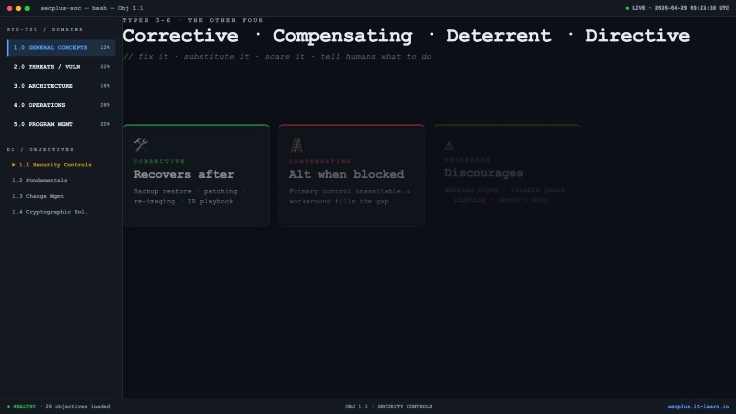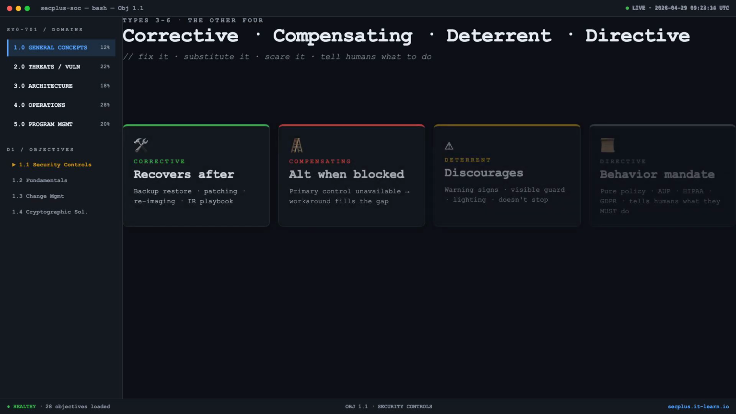Compensating controls, and this is a favorite exam trap, are alternate controls used when the primary one cannot be implemented. The hospital with the legacy MRI machine that runs Windows XP and cannot be patched. They cannot do the right thing, patching, so they compensate. Network segmentation around it, enhanced monitoring, restricted ports. None of those are as good as patching, but together they fill the gap. If the question contains the phrase cannot be patched, legacy system, or workaround, the answer is compensating.